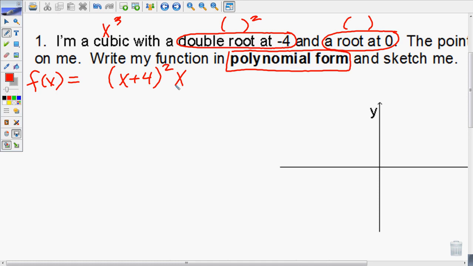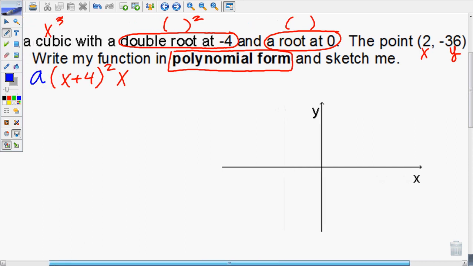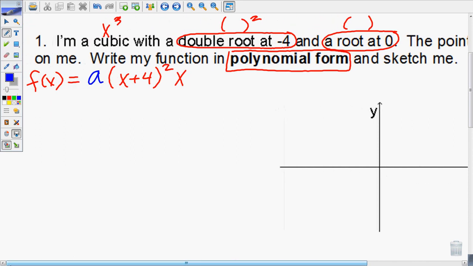Okay, so notice how I left the space in between my equal sign. We're going to have this parameter. We're going to call it a. A means that we're going to make this a unique polynomial. It's unique because this polynomial has to have, what point did it say? It has to have 2, -36, right? Yes. So we're going to use that parameter a to help us figure out what a is, so that this could be a specific polynomial that has 2, -36.